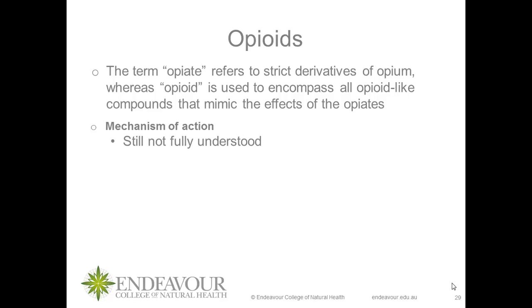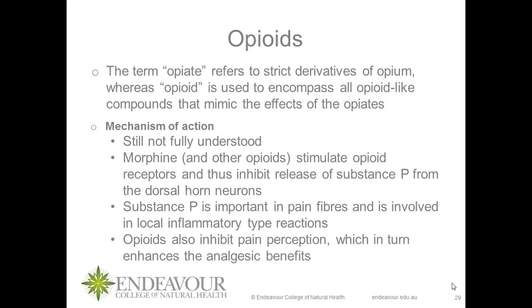So we said that an opiate strictly just refers to something that's derived from the opium poppy. So something could be an opioid and still work on the same receptor. It mimics the effects of the opiates, but because it didn't come from the opium poppy, we'll just use the term opioid. With these opioids, the mechanism is still not fully understood. We're going to consider three receptors, delta, mu, and kappa receptors, mostly delta and mu, in this discussion.